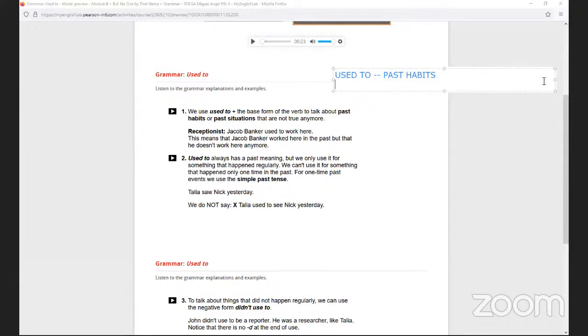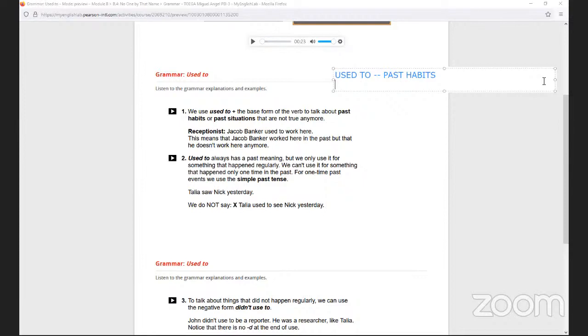The difference with the simple past is that when we use used to, it is when we did something in the past and right now in the present we don't do it anymore. Or maybe the opposite, we didn't do something in the past, but right now in the present we do it frequently.